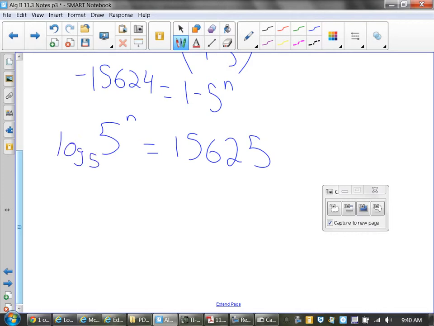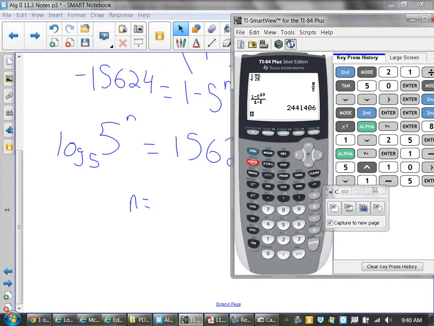How do you log? Alpha window 5. There's a log button. Log base 5. Alpha window number 5. But now what's happening? You've got to take the log base 5 of that 15,625. You got 6.